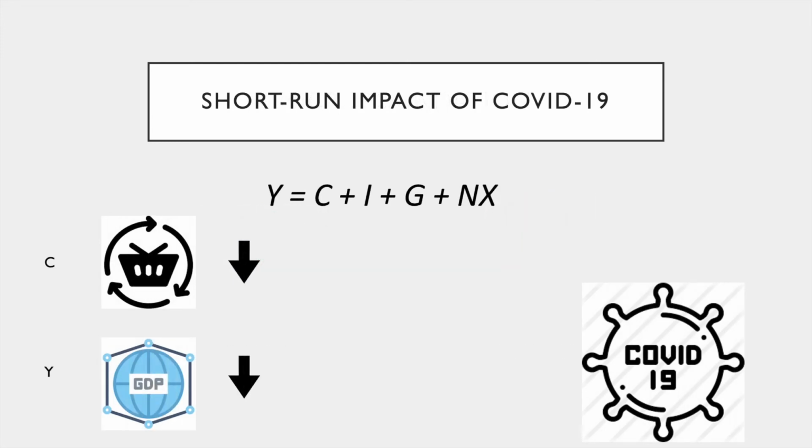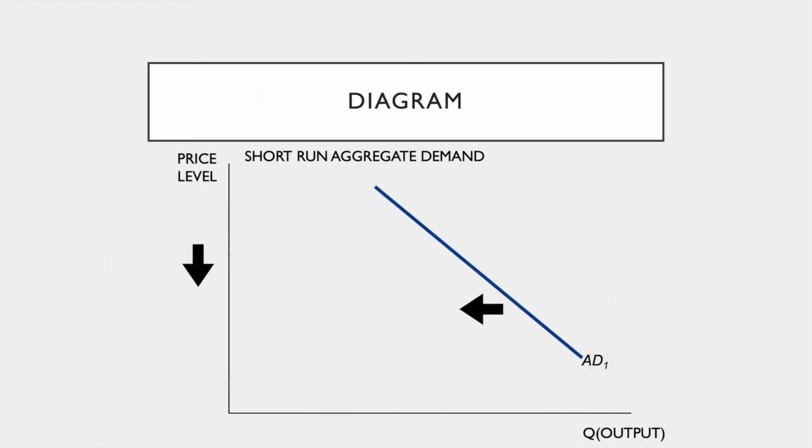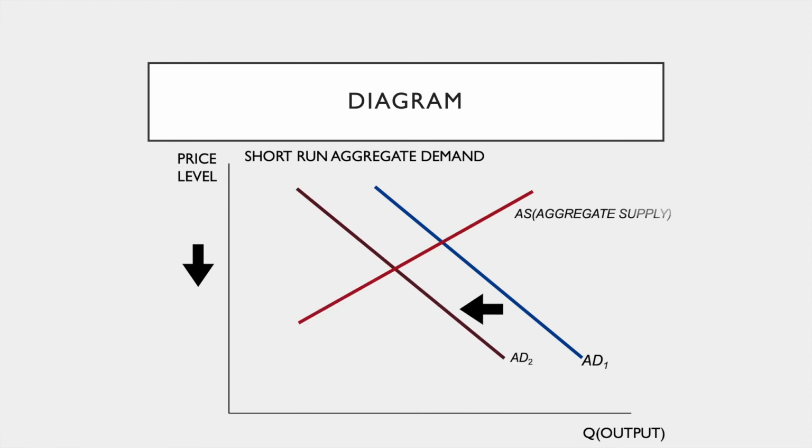And the third part is the case study. I want to talk about the short-run impact of COVID-19. As you can see, Y equals consumption plus investment plus government purchases plus net exports. As COVID-19 happened, consumption will go down, and surely GDP will consequently go down. This will cause the aggregate demand to shift left, and if the aggregate supply remains the same, the quantity of output will get smaller, and the price level will also go down.